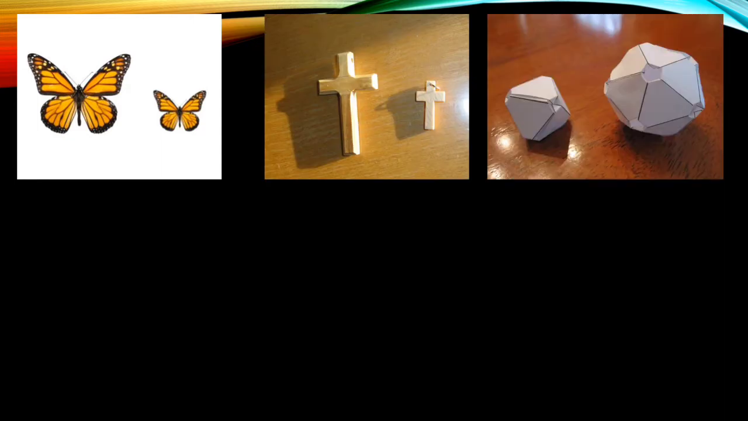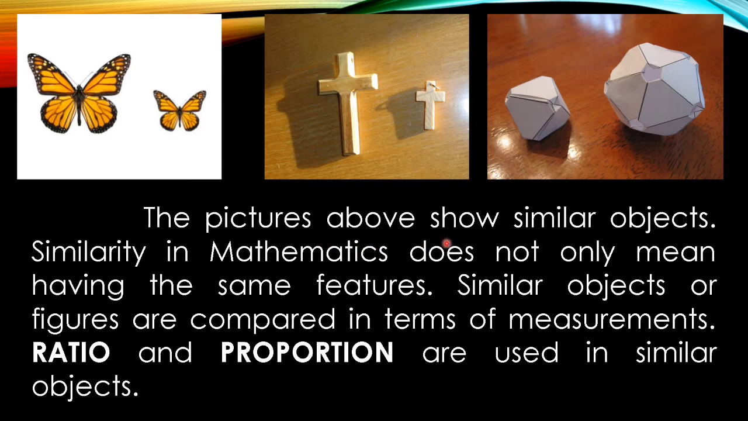So, I have here some example of pictures having two similar or like objects. So the pictures above show similar objects. Makikita naman natin, parehas ng butterfly, magkaiba lang sila ng size, parehas na cross, ito parehas na parang laruan. Similarity in mathematics does not only mean having the same features. Pag sinabi natin features, kung ano mang meron, halimbawa parehas sila ng size, okay, so hindi laging ganon. Ganon sa math, hindi laging sa features lang nakadepende.